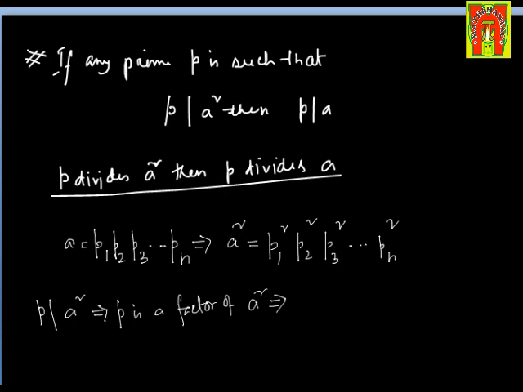So, if P is a prime factor of a square, then very definitely this P must be one of them. So I must write, P must be one of P1, P2 or Pn, right? P must be one of them. Okay. Is that clear to you?